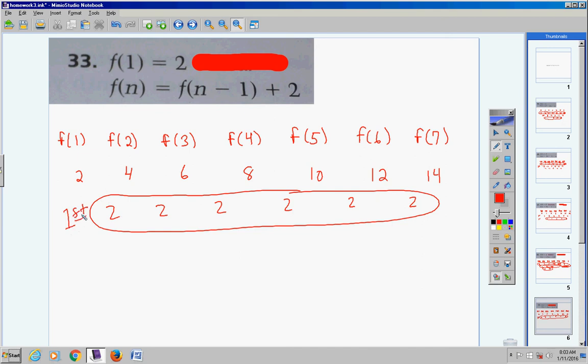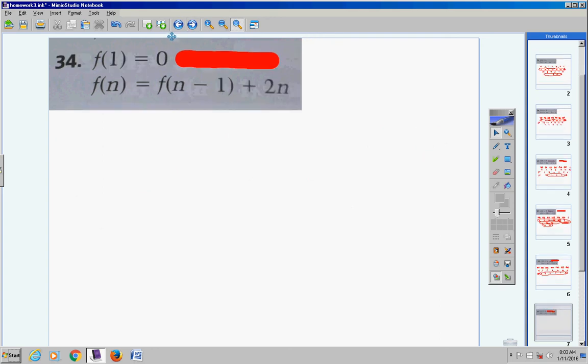Whenever your first differences are all the same number, as long as they're not 0, 0 does not count, then you have a linear relationship. All right, moving on to number 34. We're now going to substitute half of n minus 1 plus 2n, or positive 2n.